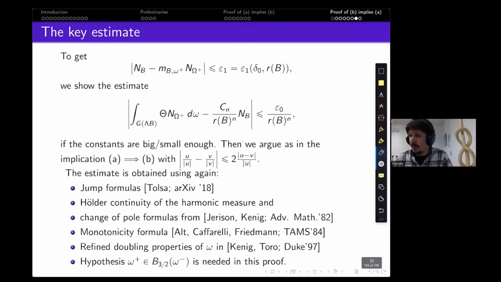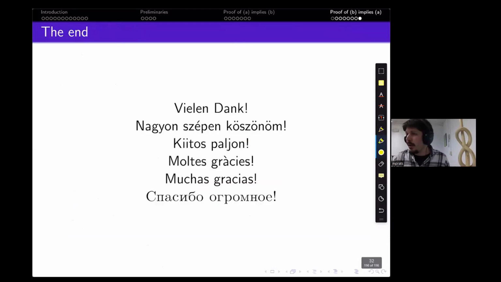So again we use the jump formulas, Hölder continuity of harmonic measure, the change of pole formulas, the approximation formula, some domain properties from a very nice paper of Kenig and Toro, and then the hypothesis. This strange hypothesis needs to be used here. So I guess that's all.